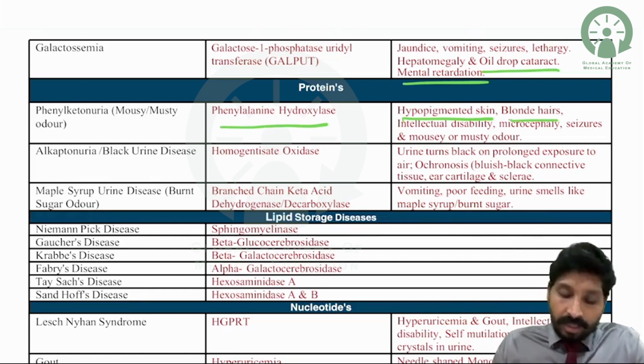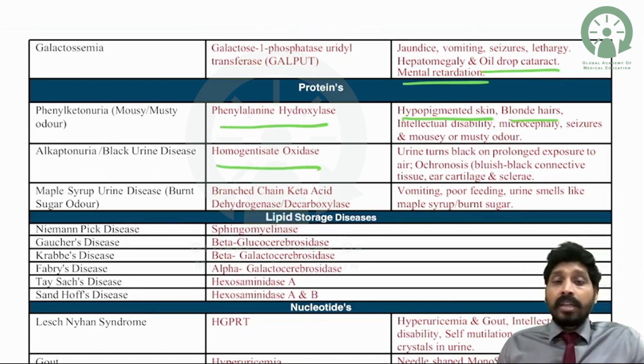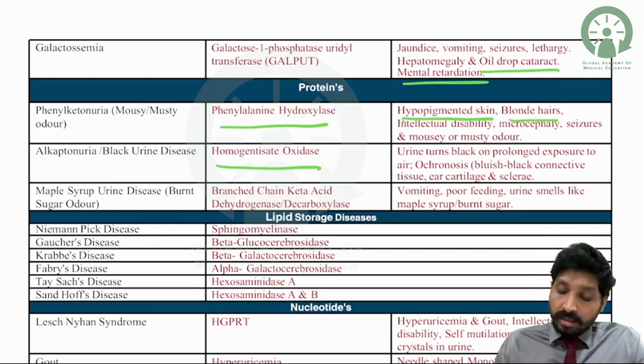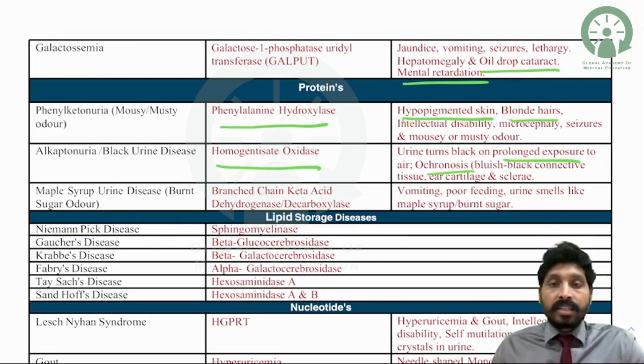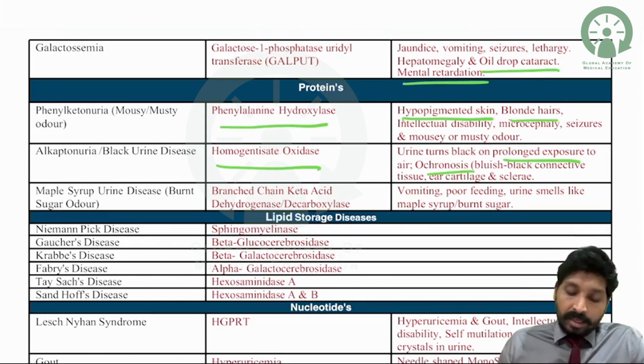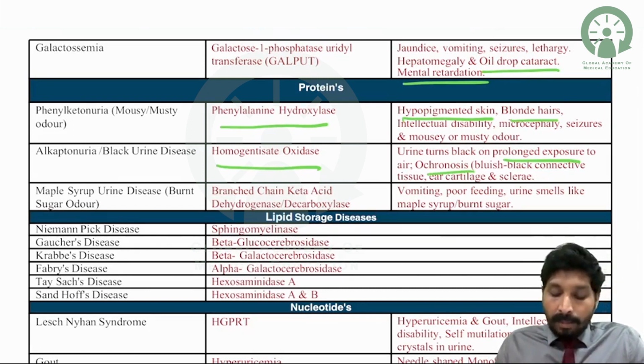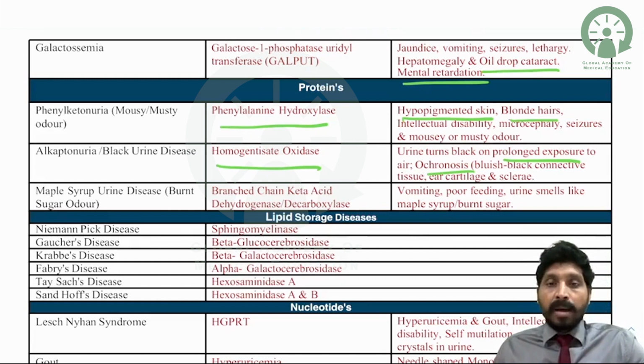Alkaptonuria, black urine disease. Homogentisate oxidase enzyme deficiency, urine turns dark on prolonged exposure to air, ochronosis, bluish black connective tissues, ear cartilage and sclerae of the eye. Maple syrup urine disease is because of the deficiency of the enzyme branched chain keto acid dehydrogenase or decarboxylase, with vomiting, poor feeding, and urine smelling like maple syrup or burnt sugar.